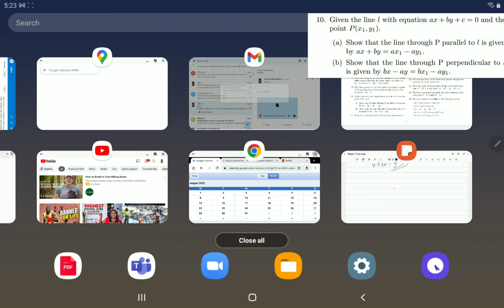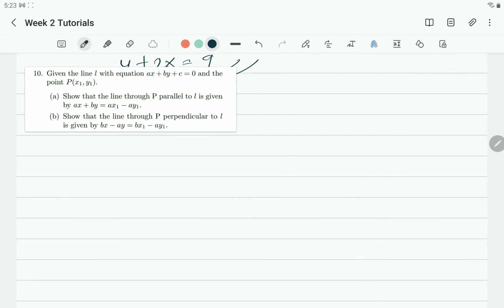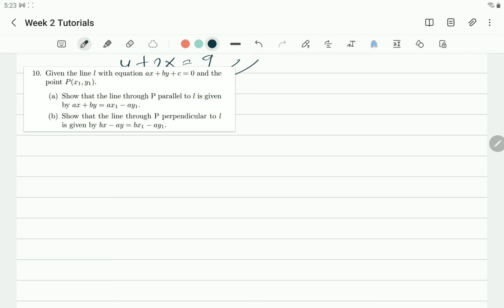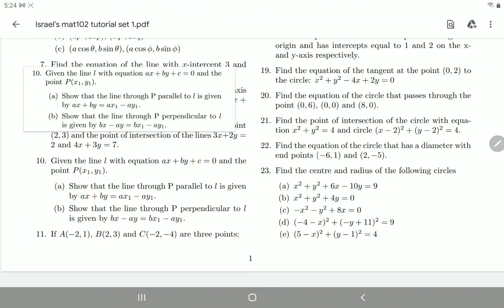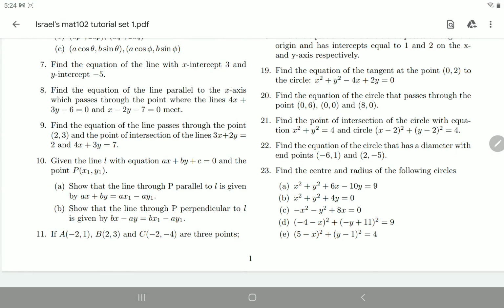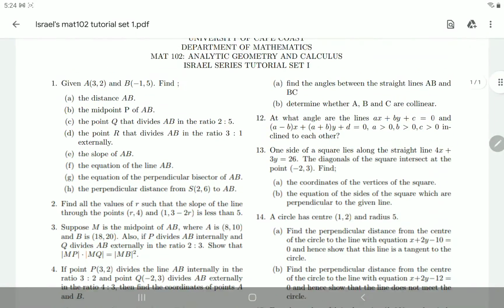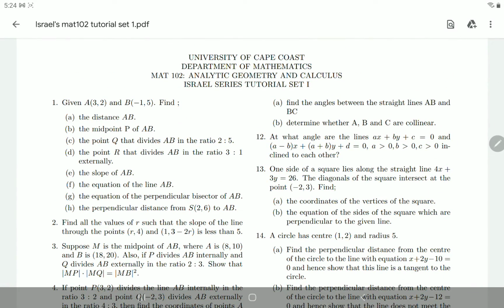So we come back here, then we come to use this question. It has given the line L with equation ax plus by plus c equal to 0 and the point (x1, y1). Show that this line is parallel to L. Parallel to L is given by this. Okay, this question is really easy. That is not the one I intend to solve actually. So let me quickly go for another question. From the tutorial set, I can just ignore this one and look for that question. That is number 12 actually.